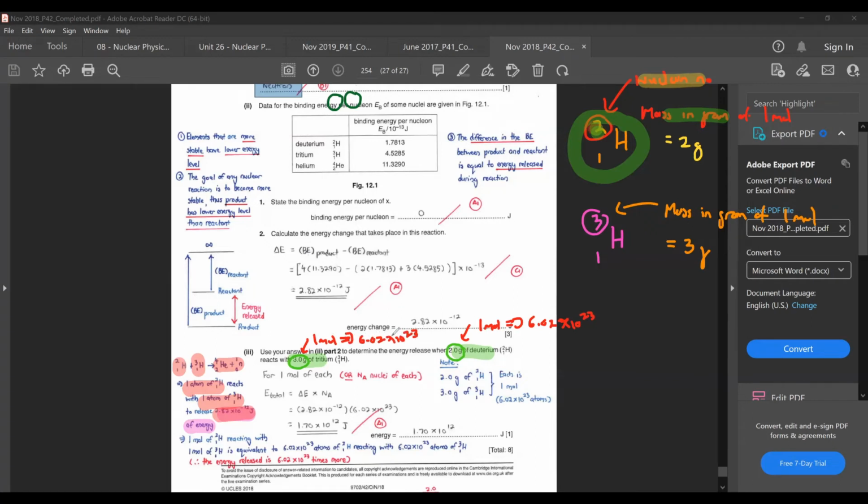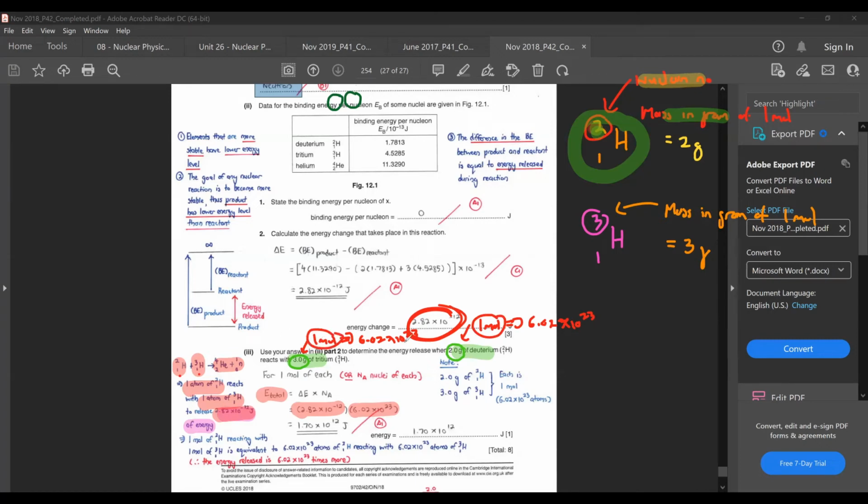Okay, so if you want to find out the energy release, you take the Avogadro constant, which is basically the number in 1 mole, and multiply it with the energy release for a 1-to-1 interaction. 2.82 times 10 power minus 12 is the energy when 1 molecule of deuterium reacts with 1 molecule of tritium. So now you have 1 mole of them reacting with each other.